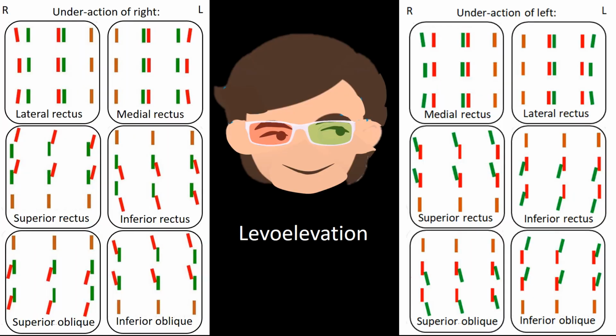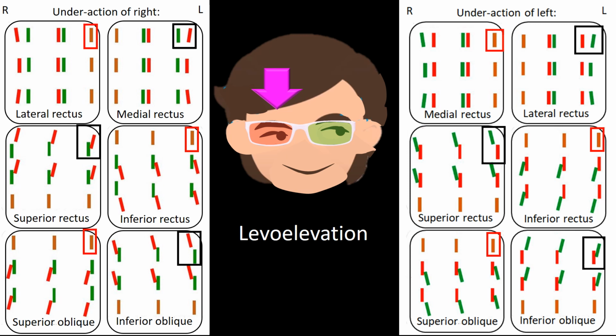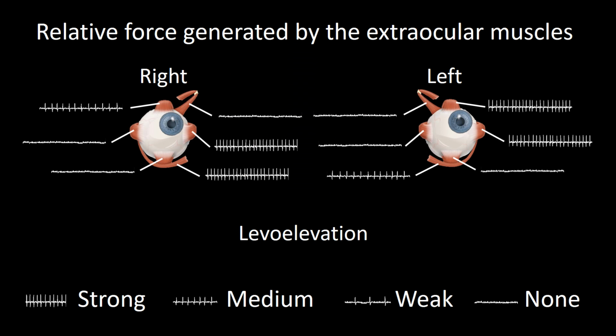During levoelevation, in the right eye, judging by the degree of diplopia, the medial rectus, superior rectus, and inferior oblique contract. Of the elevators of the right eye, the inferior oblique predominates over the superior rectus. But in the left eye, the lateral rectus, superior rectus, and inferior oblique contract, with the elevator predominance of the superior rectus, as you can see in this illustration.